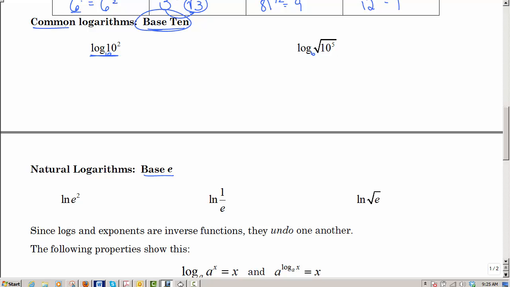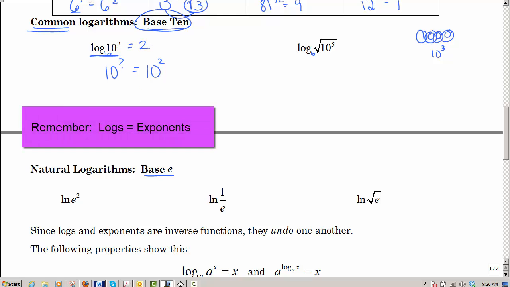Why is base 10 so common? You have 10 fingers, you have 10 toes, we have powers of 10 in our number system. If we have 1,000, that is 10 to the third power. This is the ones place, that's the tens, hundreds, thousands, and so forth. So our numbers are in base 10. So if you want to know what log of 10 squared is, you're saying 10 raised to what power is 10 squared? Duh. 2.